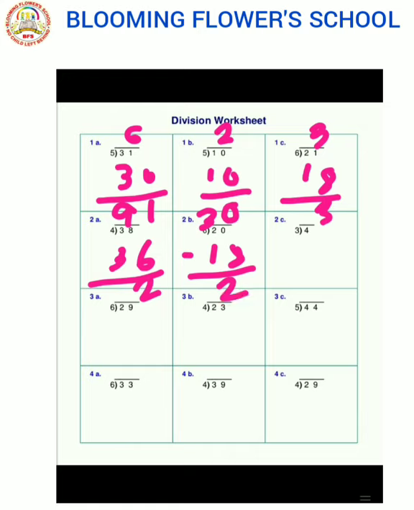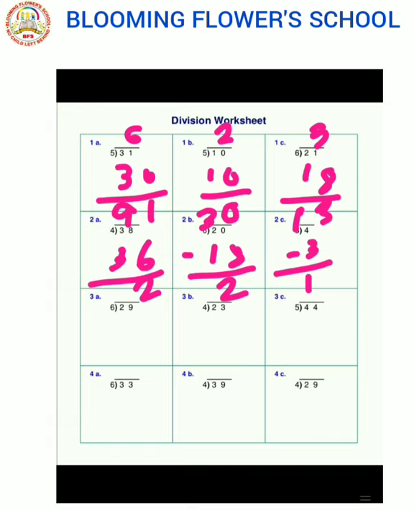Okay. Now next one, 4. 3 ones are 3, 3 twos are 6. 6 is more than 4, so we need to go with 1 only. 3 ones are 3. So from 4, 3 is subtracted, and 1 is the remainder. So 1 is the quotient and 1 is also the remainder.